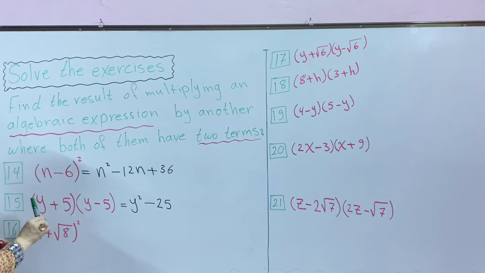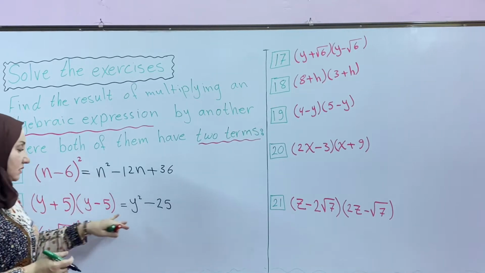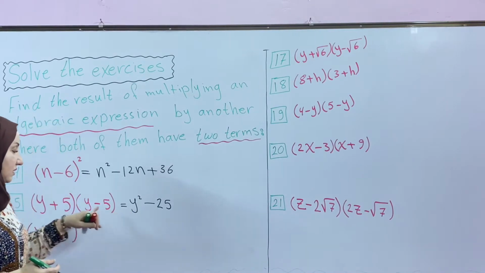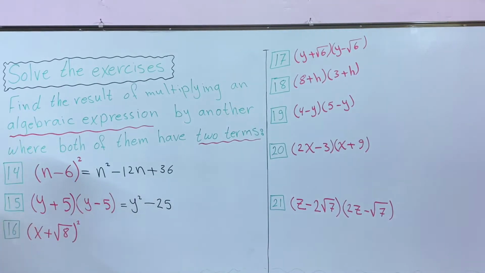We work on the other bracket the same way: the square of the first term minus the square of the second term. This is the difference between two squares, which is the result of number 15.